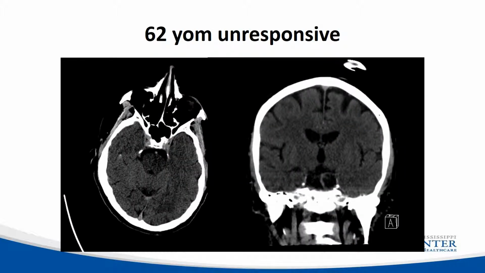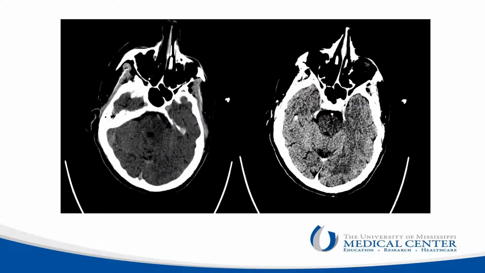This is a non-contrast CT of an unresponsive 62-year-old. Nothing is too interesting, but maybe I convince you the basilar artery is a little dense. And when we window it, maybe we can see a little bit of hypodensity in the pons.